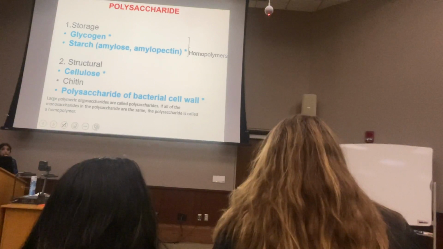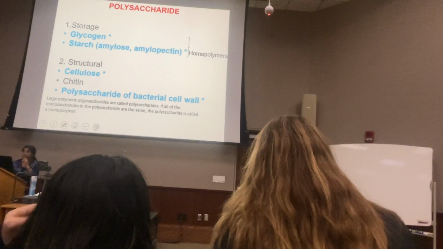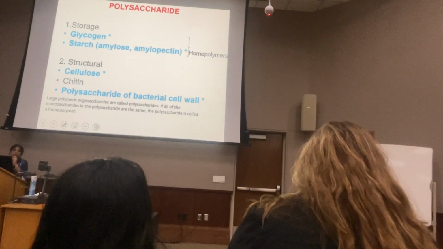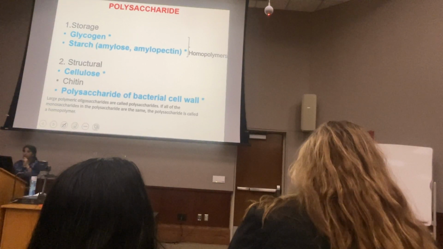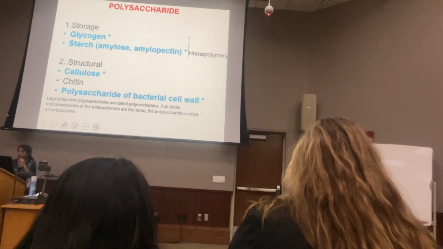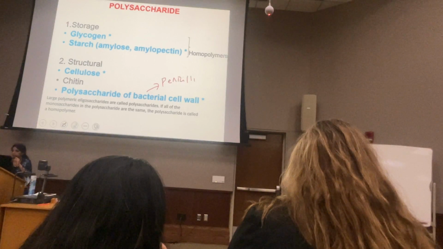In structural form, cellulose is present in plants. It's for structural purposes. So the structure itself will be a little different between the cellulose and the starch, both in plants. And then we're also going to talk about the polysaccharides within the bacterial cell walls, and this is where we're going to talk about penicillin. Okay, that's where the relevance comes in.